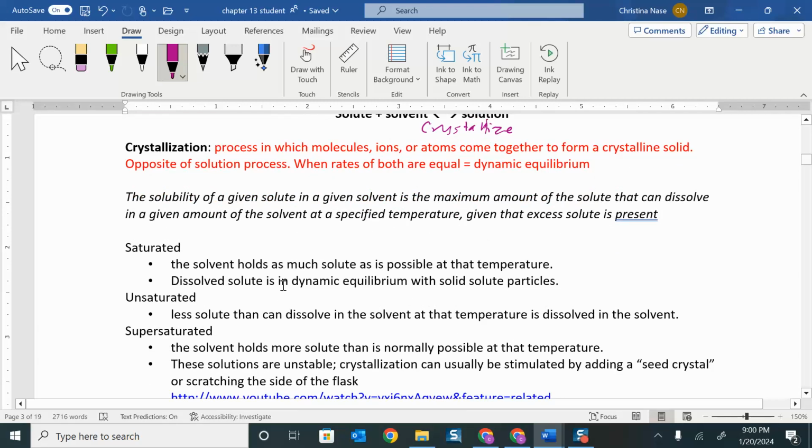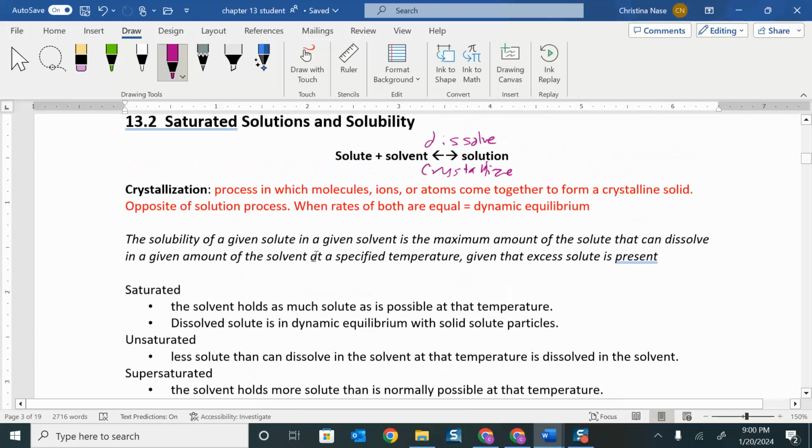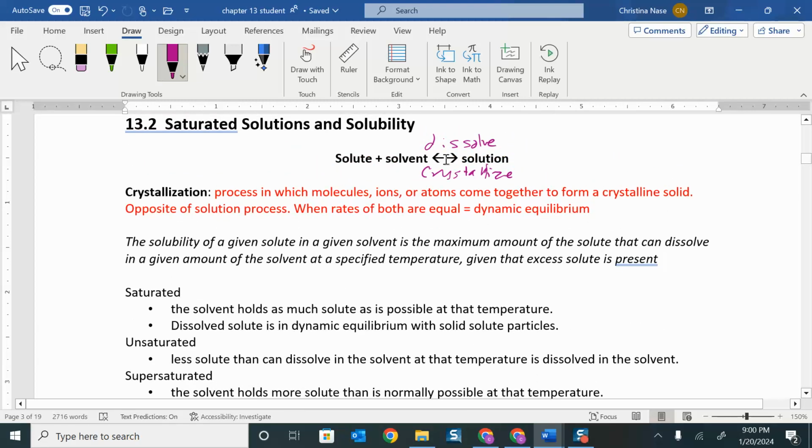So at a saturated solution, you've reached this dynamic equilibrium where the rate of the dissolution equals the rate of the crystallization. So that's why we have a double arrow there. The forward reaction equals the reverse reaction. You're at an equilibrium. You have a saturated solution. You have dissolved as much as possible of the solute in the solvent at that temperature. And then there's also going to be some undissolved solute. You should have some solid solute particles in there as well.